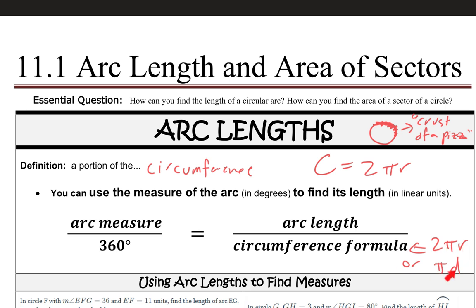So both of these are the same, but we're going to use this one right over here, 2 pi r, because that's going to make more sense for what we're doing. All right, so that's the setup that we're going to use. We're just going to use that measurement of the arc to find its length. So now that we know that, let's get right into some practice on that.